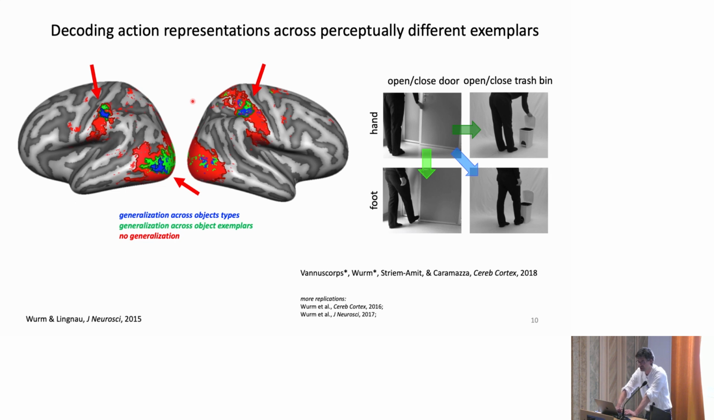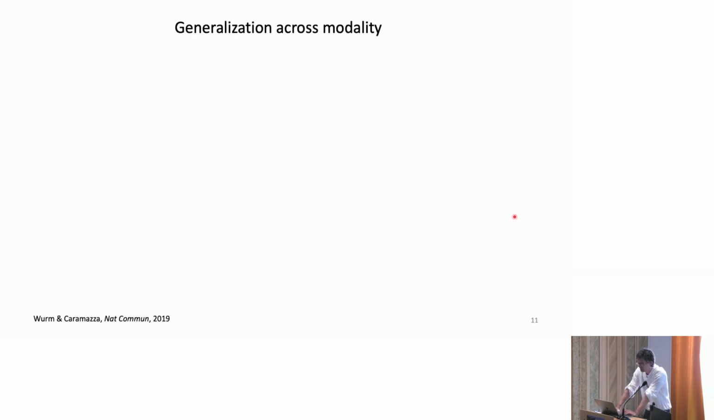So we have replicated this finding many times, so I just now want to focus on one additional stimulus set, namely where we even decoded actions across different effectors. Like opening a door with the hand generalizes to opening a trash bin with the foot. So it's a perceptually highly general representation that we target here. Now let's move on to the second criterion.